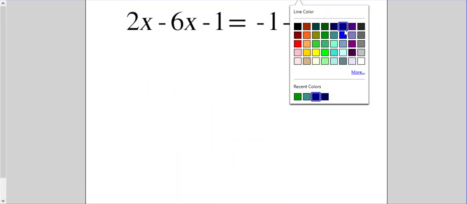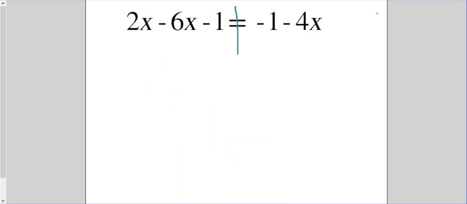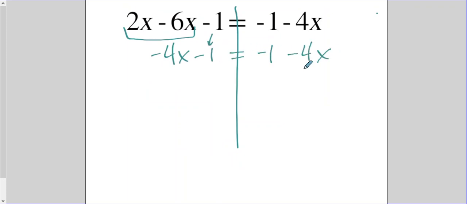On the next one, I still have variables on both sides, but before I can combine things from the left and the right side, I just want to combine like terms on this left side. I just want to subtract those two. 2x minus 6x would give me negative 4x. The minus 1 comes down, and that still equals negative 1 minus 4x on the right side.